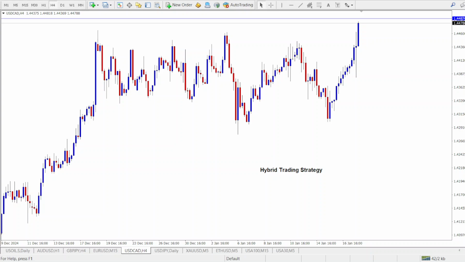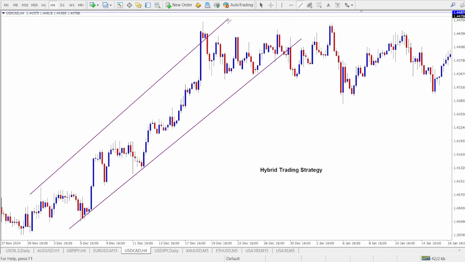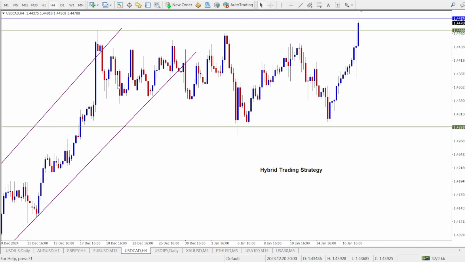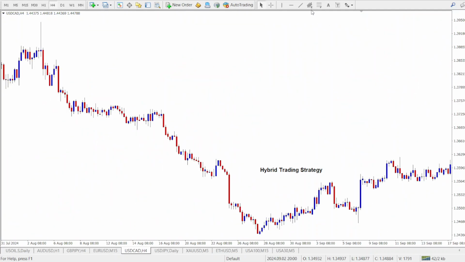A hybrid trading strategy combines technical analysis, which focuses on chart patterns and price movements. Now, when we are talking about chart patterns, in technical analysis, you have to know how to make use of your trend lines. You have to know how to identify an uptrend, when the price is making higher highs and higher lows, identifying a consolidation market when price is going sideways, like in this scenario.